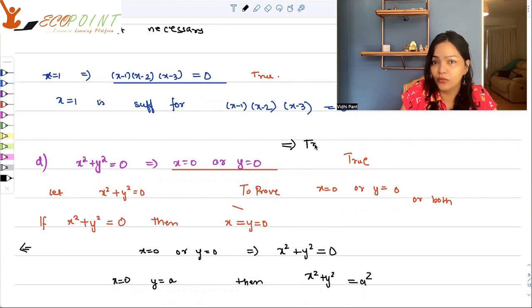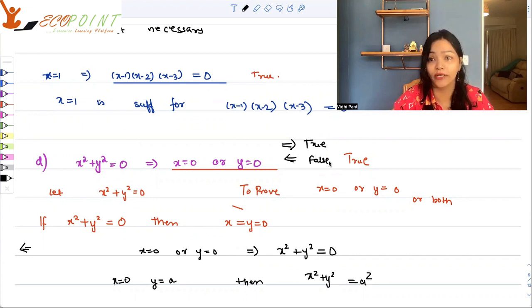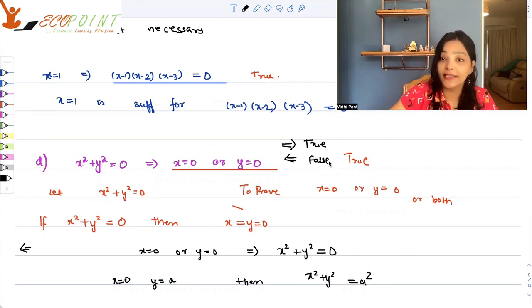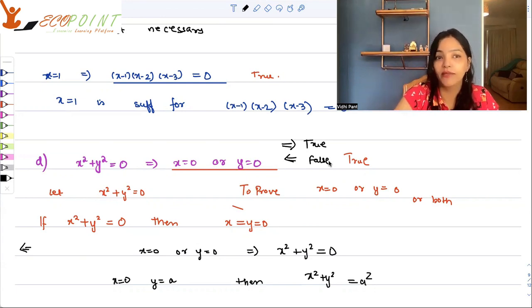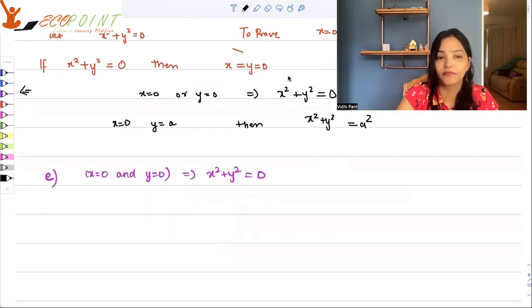The implication this way is true, but the converse is false. Because in the converse, we are saying either x is 0 or y is 0 or both. But that's just an "or" condition. Since it's our precondition, then x squared plus y squared cannot be equal to 0 in case only one of them is 0. What if we take the case that just one of them might be 0? Then your condition will not be met. Next one.